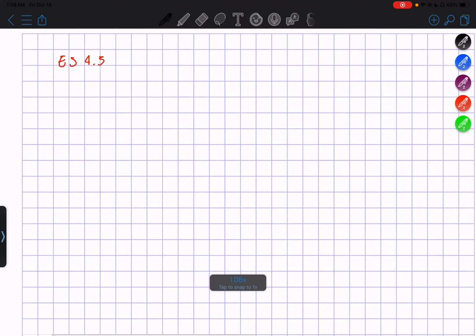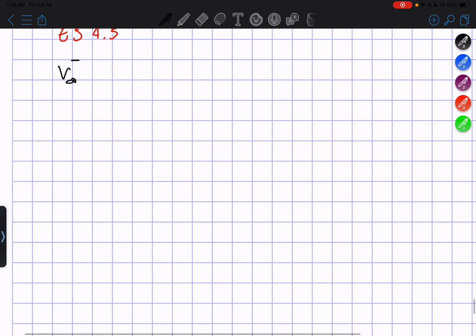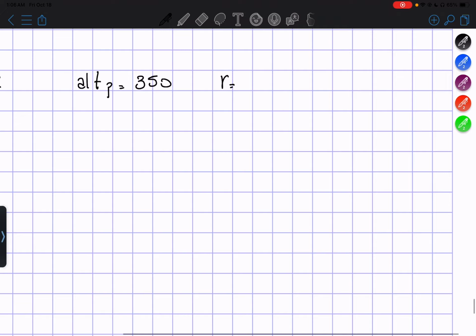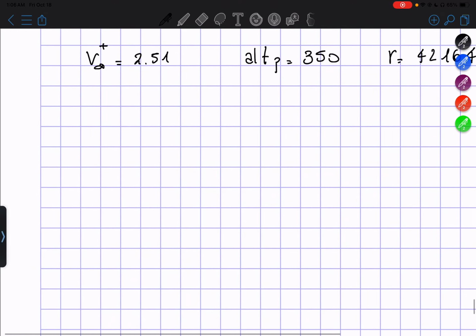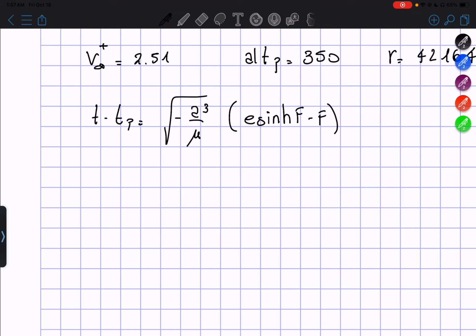Thrilling problem. Okay, so we have v infinity plus, so entering, equal to 2.51 kilometers per second. We have an altitude at perigee of 350 kilometers, and then a radial distance when it leaves of 42,164 kilometers. So in order to find the time of flight, we're going to use negative square root of a cubed divided by mu, times e sinh of F minus F, everything in radians.